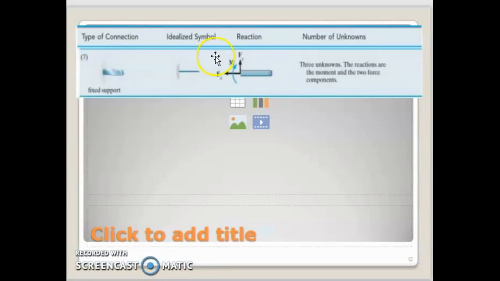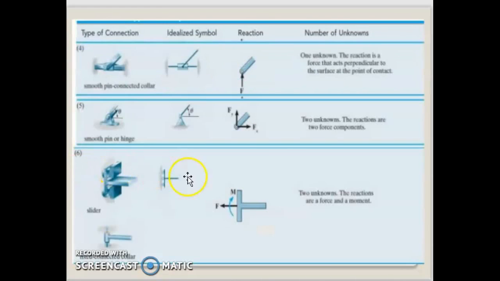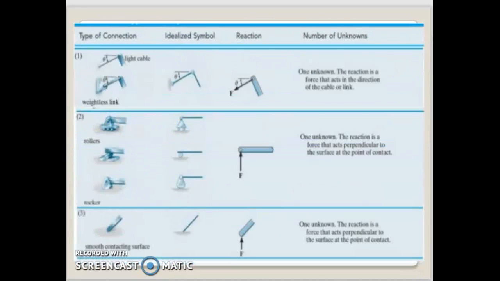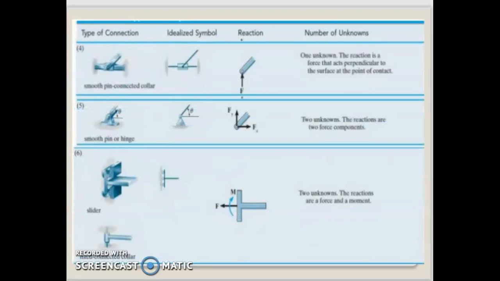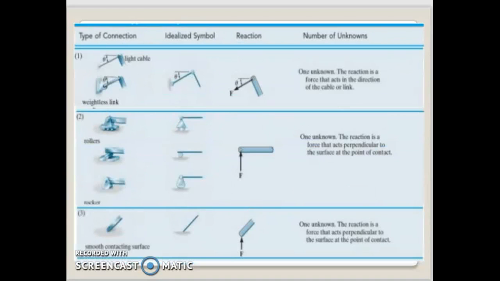Okay, and then this is the last one. This is for two-dimensional. For three-dimensional, we also have the list. We will learn that in the next lecture. Please study the list here.